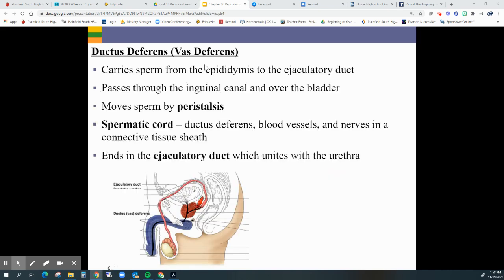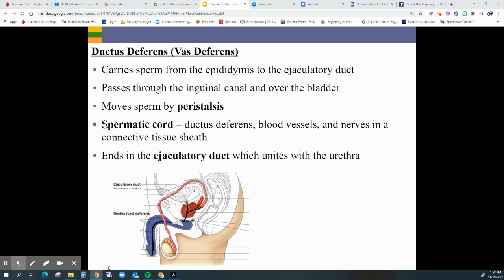The next tube in line then is the ductus deferens, also known as the vas deferens. This is what's carrying sperm, especially mature sperm, away from the epididymis into the ejaculatory duct. This is the connection from the testes through the inguinal canal to the bladder. The process that moves the sperm is simply peristalsis, similar to when you swallow something into your esophagus. It's just that rhythmic contraction of muscle tissue.